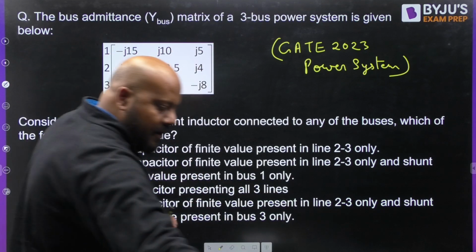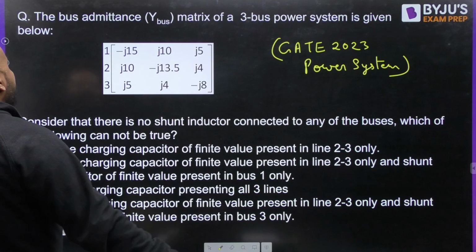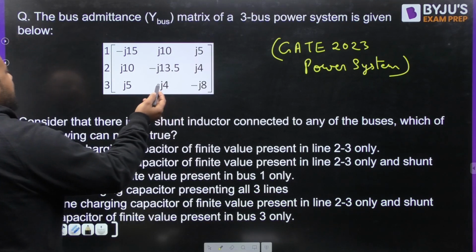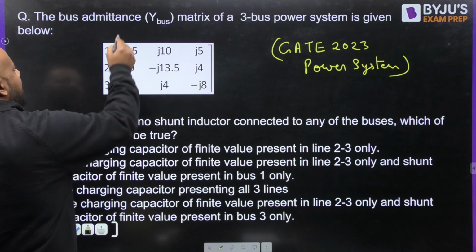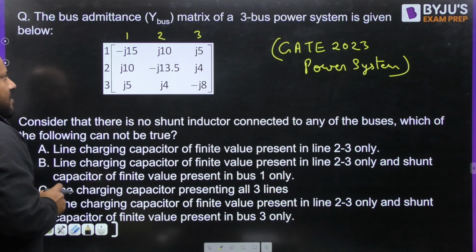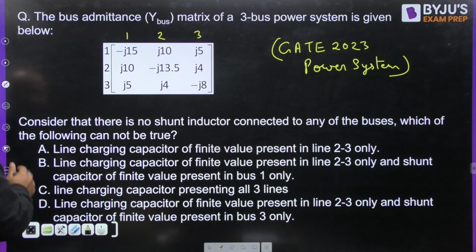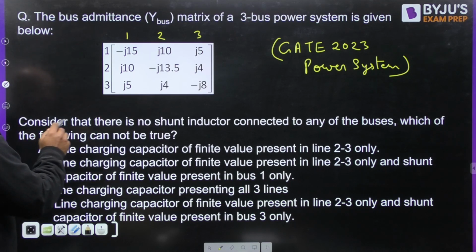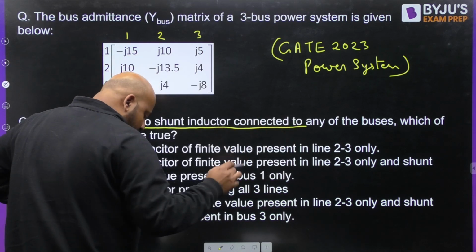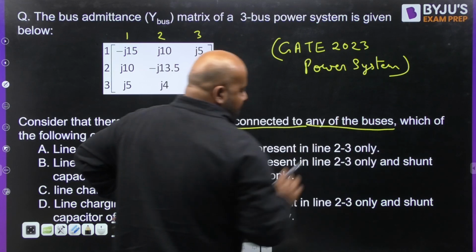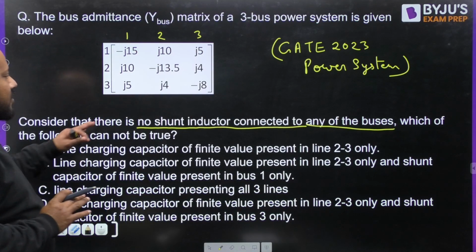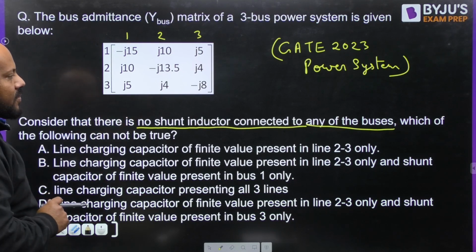Let us read the question carefully. The question is saying, the bus admittance matrix of a 3-bus power system is given. So there are 3 buses, 1, 2, 3 and 1, 2, 3. The elements of the Y bus matrix are given. Now he is saying, consider that there is no shunt inductor connected to any of the buses. Already it is clearly mentioned in the question that there is no shunt inductor connected to any of the buses.